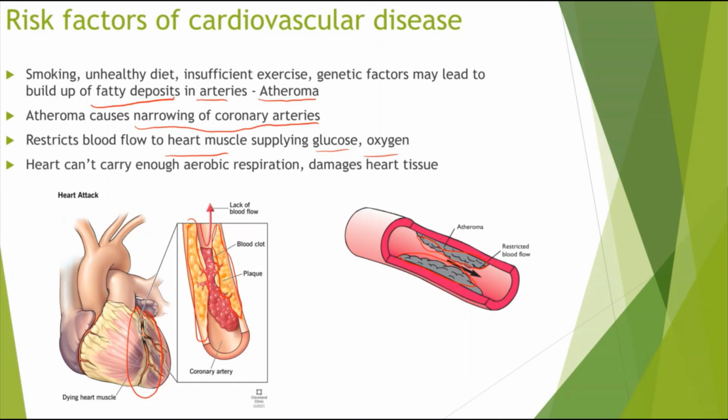And this just means that the heart cannot carry out enough aerobic respiration to produce its ATP and carry out its metabolic processes, and this can damage heart tissue. Now, if you remember, if you can't carry out aerobic respiration, the only alternative will be anaerobic respiration, and this would just mean that the heart muscle would be producing lactate, which is toxic, and if it keeps doing that, then the heart muscle would start to die out. So this is damaging the heart tissue, and this is caused by the risk factors such as smoking, unhealthy diet, not enough exercise.